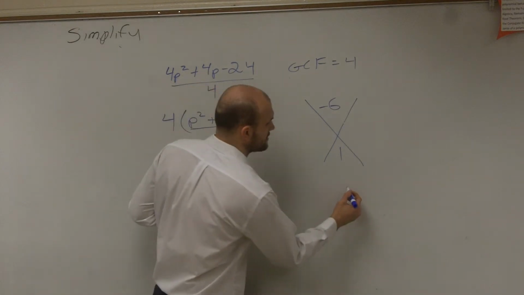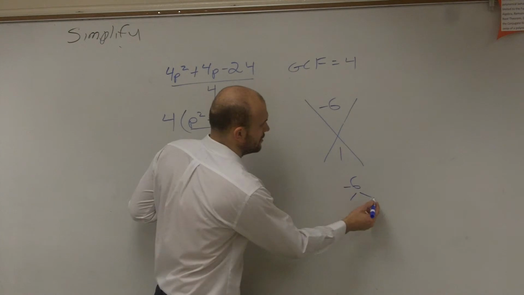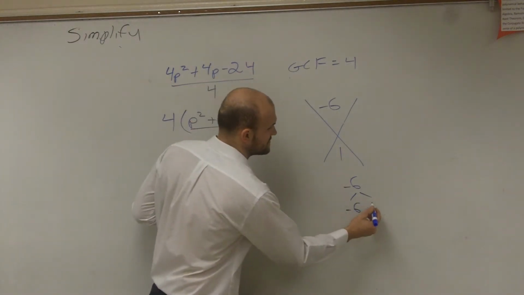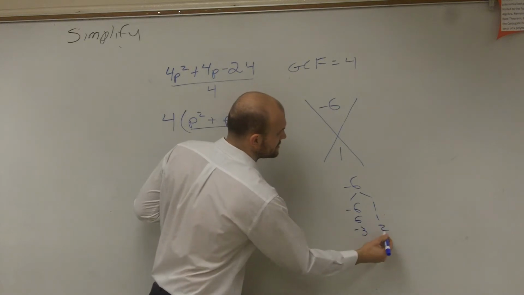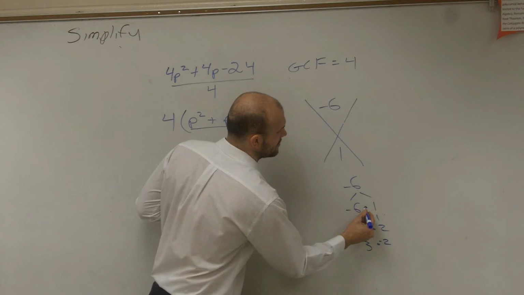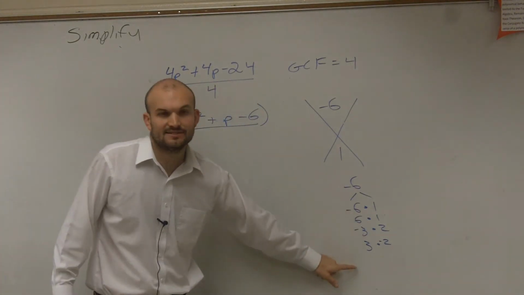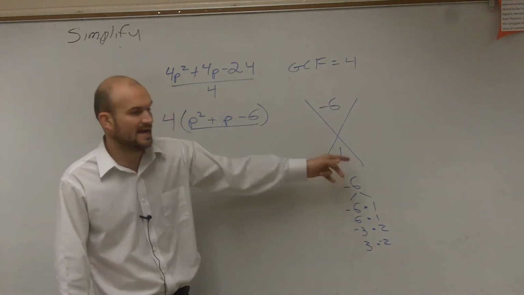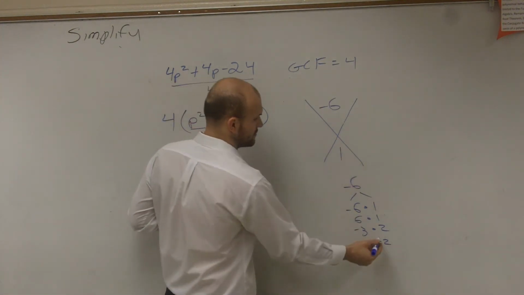If you get stuck, just take the factors of negative 6. What two numbers multiply to give you negative 6? Negative 6 and 1, 6 and negative 1, negative 3 and 2, 3 and negative 2. All of these are factors because they multiply to give you negative 6. So out of these 4 pairs, what is the only pair that adds to give you positive 1? 3 and negative 2.